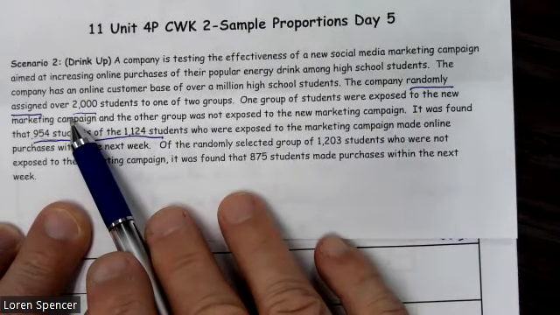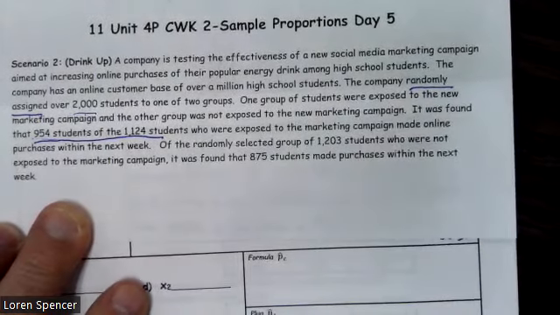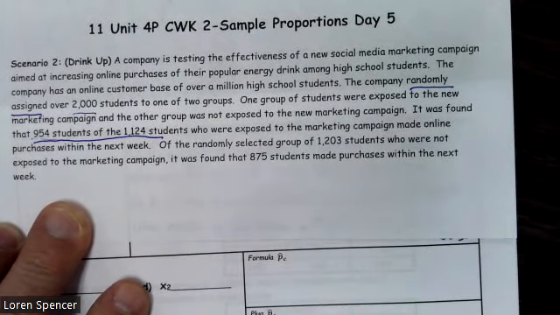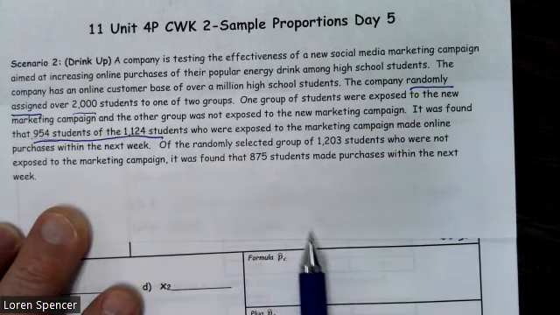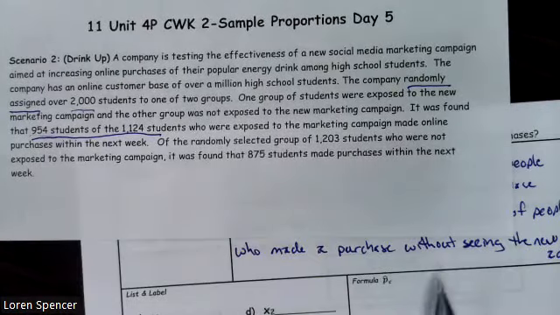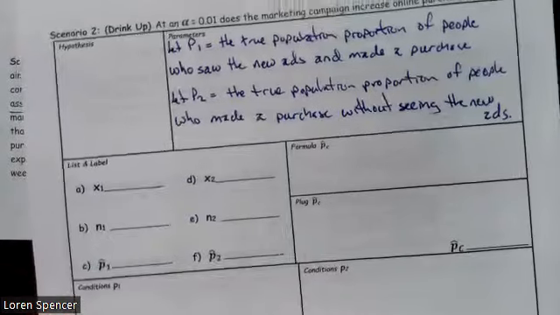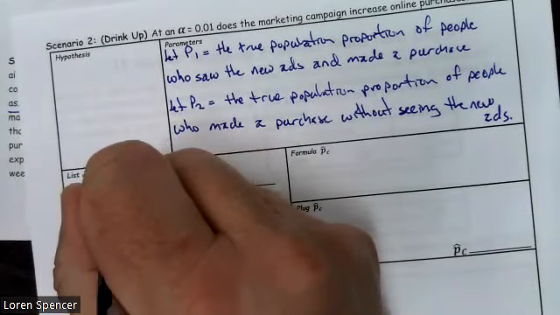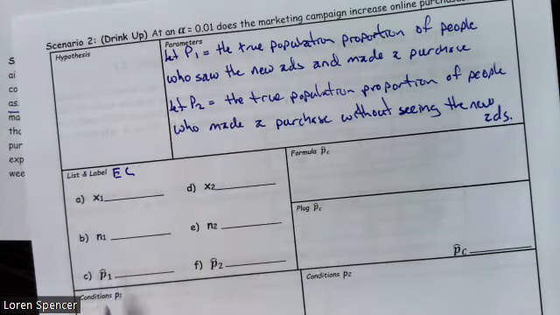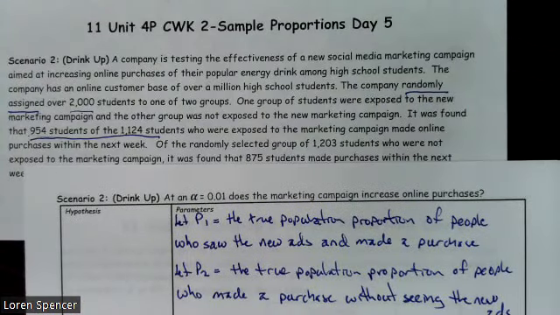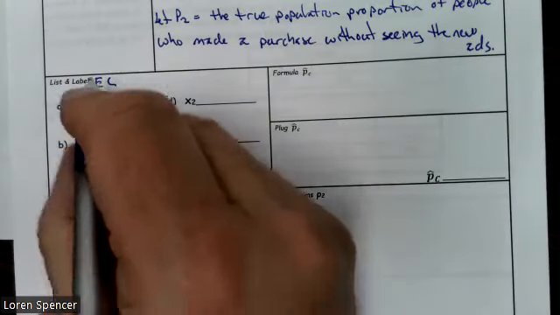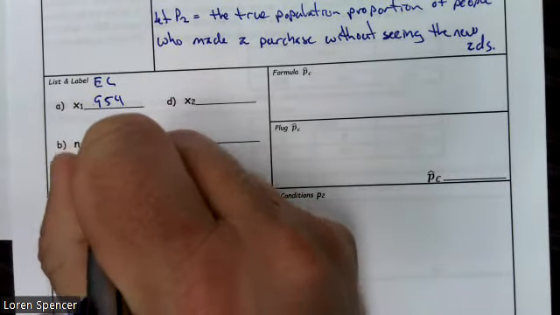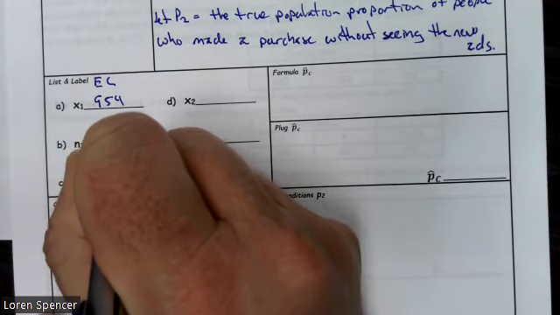That's important because random assignment tells me that I do not need to check the n is less than 10% condition. One group of students were exposed to the new marketing campaign and the other was not exposed to the new campaign. It was found that 954 of the 1124 who were exposed to the new campaign made an online purchase. So I'm going to call this X1, this one EC, exposed to the campaign. 954 of 1124, so 954 over 1124.